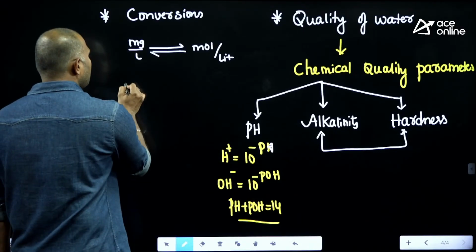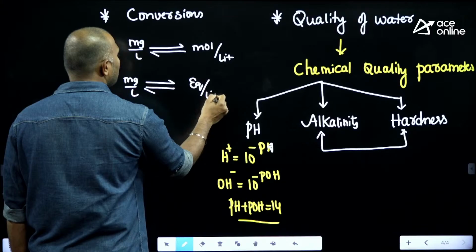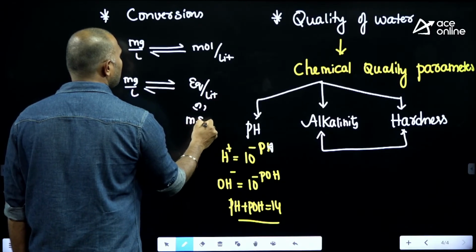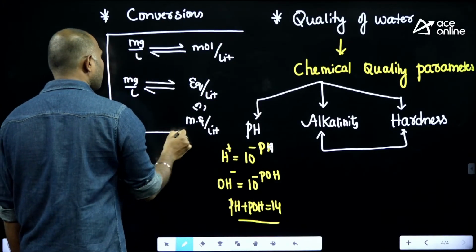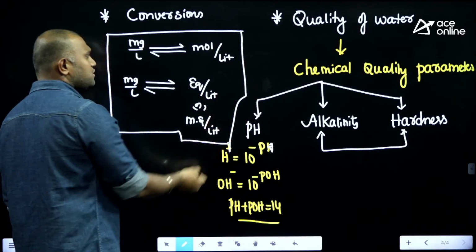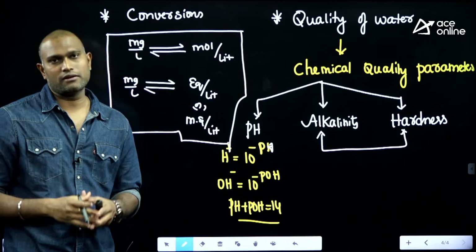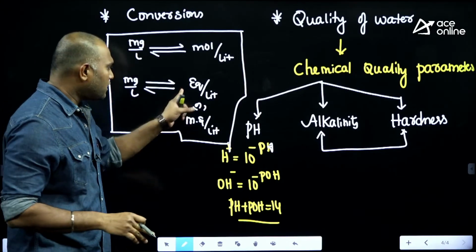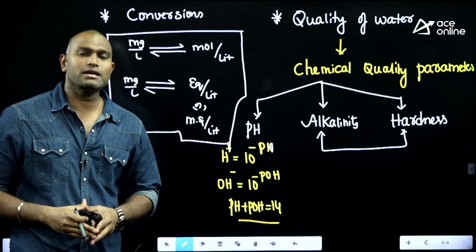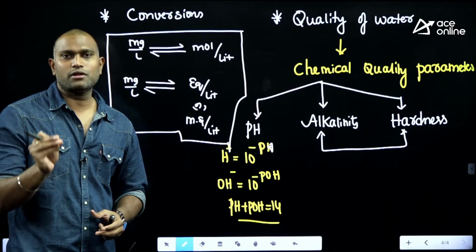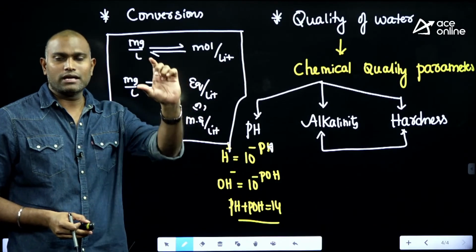So our mg per liter to equivalent per liter or milli equivalent per liter. These conversions are very important. So for this you need to know what is mole. Mole is nothing but weight of any substance in terms of molecular weight, weight by molecular weight. And equivalent is also known as gram equivalent, where 1 gram equivalent is nothing but weight of the substance with respect to the equivalent weight of that substance. So you need to be careful about these conversions.